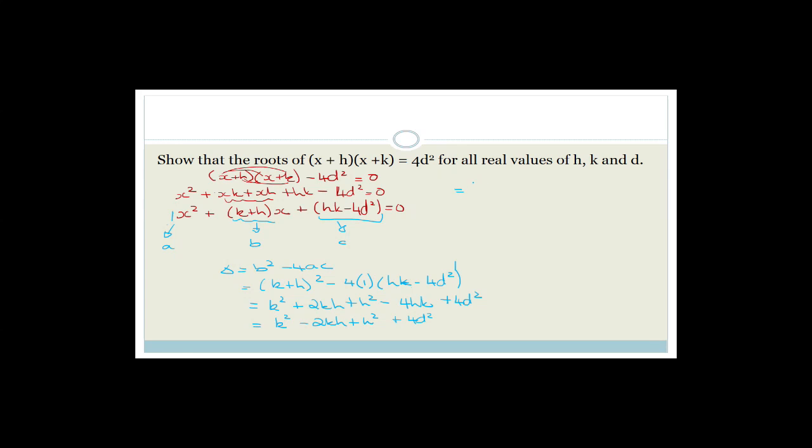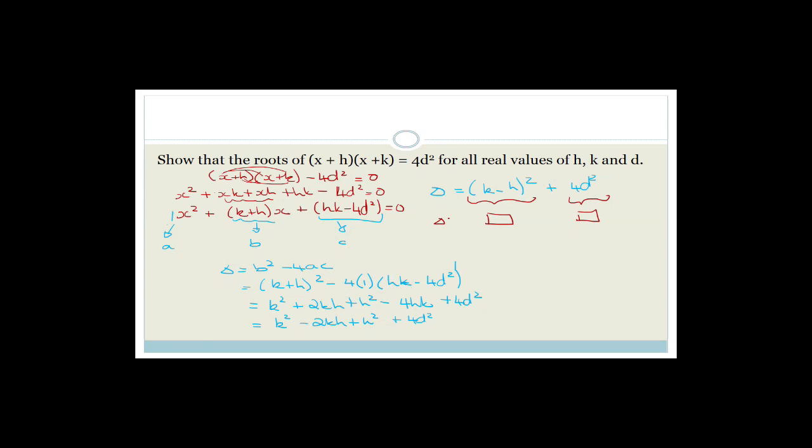So what does that become? It becomes k minus h all squared plus 4d squared. And now I'm happy, grade 11s. And the reason I'm happy is because if you look at this, do you see that this here is a perfect square? And this here is a perfect square, right?